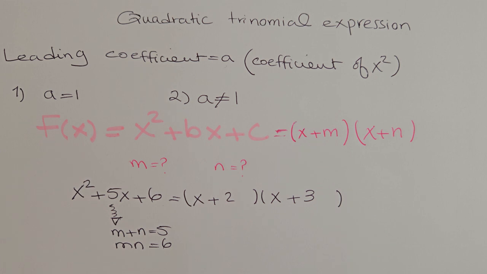So when we have a quadratic trinomial with the leading coefficient of 1, we just rearrange the expression. It's better to rearrange it so as not to get confused. Then we have to look for the constant. The coefficient of x is the sum of the two parameters, and the constant is the product.